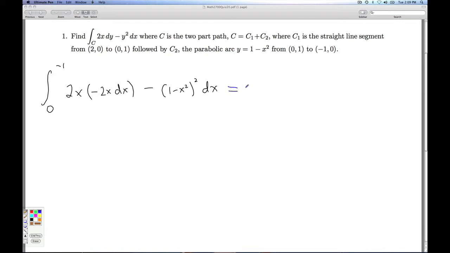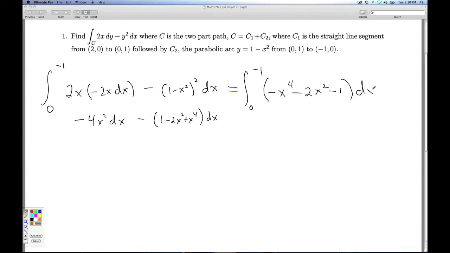All right, so let's see what we're integrating then. I'm going from 0 to negative 1. From here I'm going to get negative 4x squared dx. And I'm going to be subtracting this quantity squared: 1 minus 2x squared plus x to the 4th dx. So what do I get? I'm going to have a negative x to the 4th plus 2x squared minus 4x squared. So minus x to the 4th, minus 2x squared, minus 1 dx.